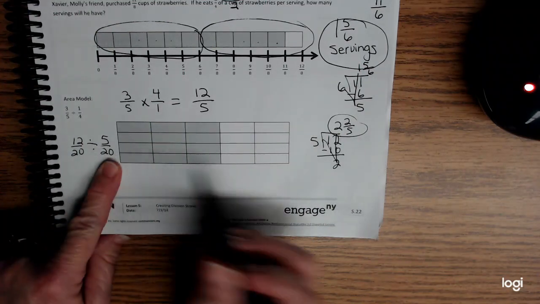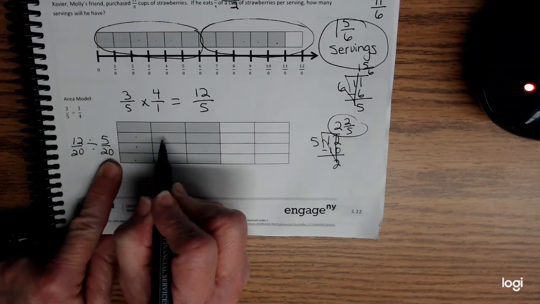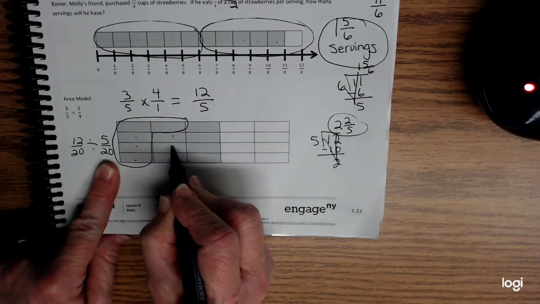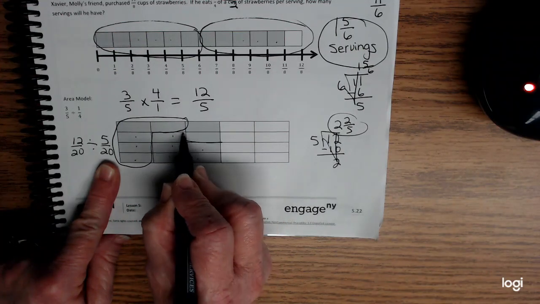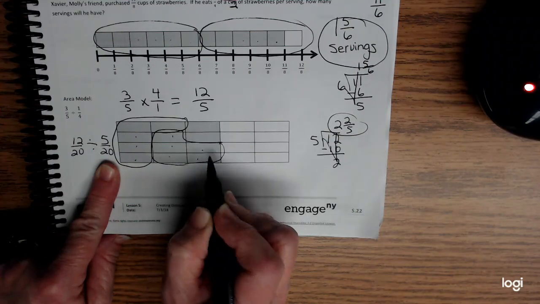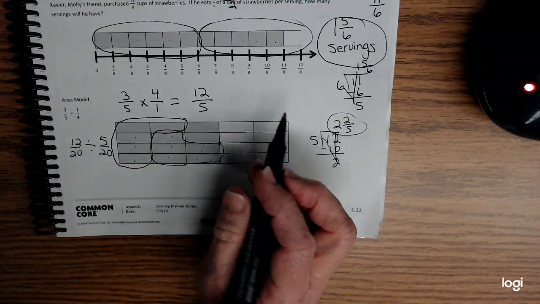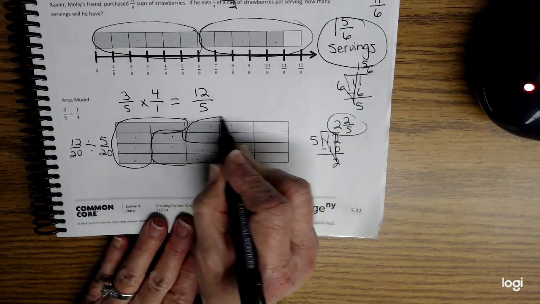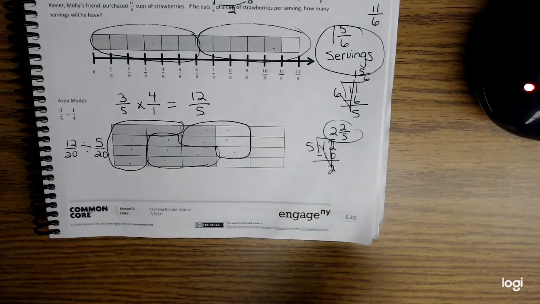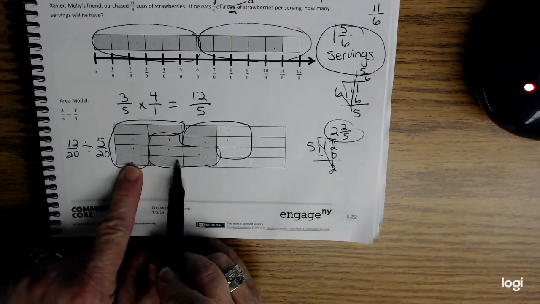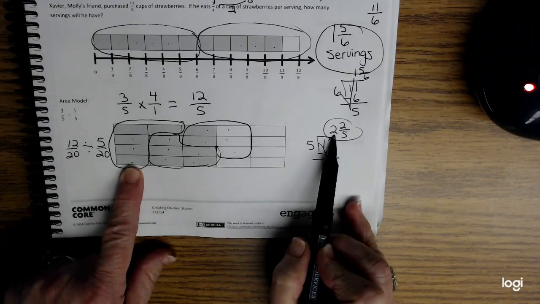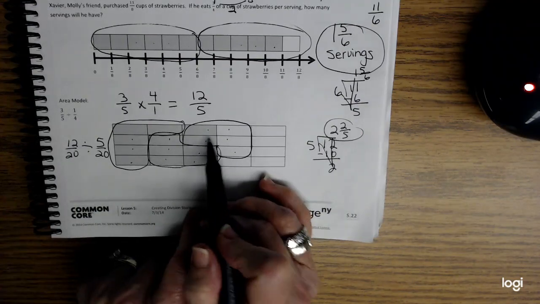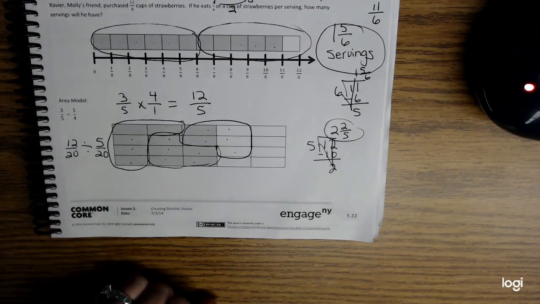I have to circle every 5. So 1, 2, 3, 4, 5. So I could circle this. 1, 2, 3, 4, 5. So I could circle this. I still have some colored, so we have to circle another 5. 1, 2, 3, 4, 5. So I'll circle that. All right, well, let's look at the circles. I have 2 full groups that are colored, and then I have 2 out of the 5 here that are colored. So I have the same answer, whether I do a model or whether I do keep, change, flip.